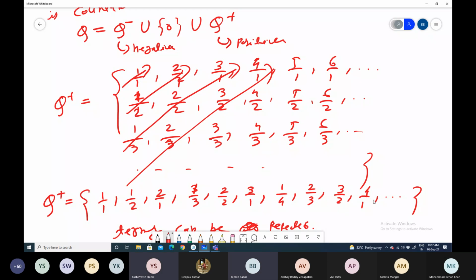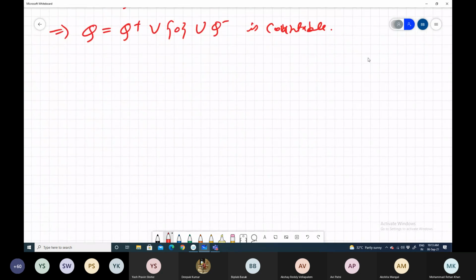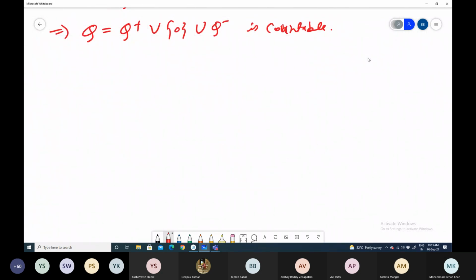Okay, sir, got it. So diagonal counting means you have an infinity cross infinity matrix, and we are listing the elements of that matrix as a sequence. So that's all. Because our theorem says a set is countable if and only if its elements can be expressed as an infinite sequence, for example x1, x2, x3, x4 in that way.